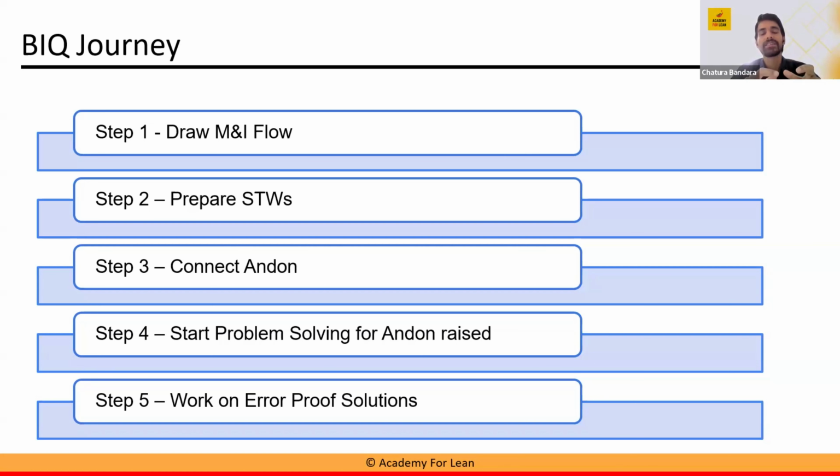How do you visualize some of the things, and you control it, and then take control measures, and then move into the error-proofing stage. So this is the step that we need to follow if we are implementing built-in quality.